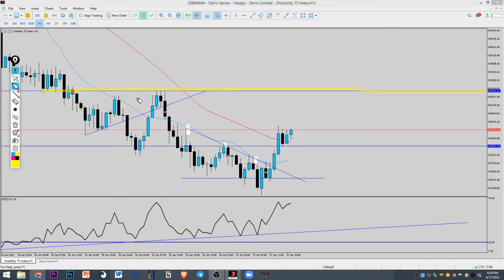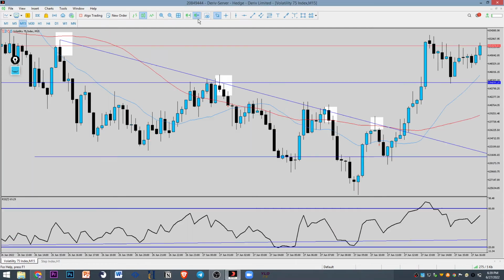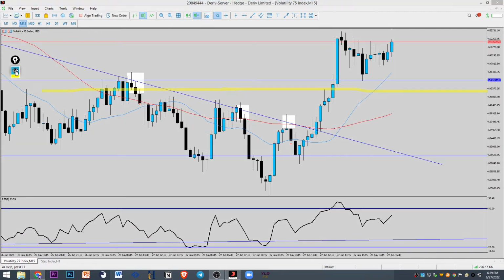So I did call a signal in my VIP group right here. I did call this one, and I did also call a scaling in right here at this bullish variation. If price starts to reverse and come for a bit steeper retracement, that's okay. We're going to take losses in the market, so you must keep that in consideration.